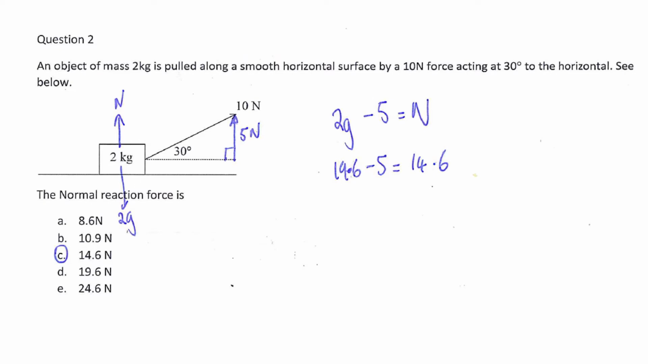Okay, question 2 should have been reasonably straightforward, I hope. So an object of mass 2 kilograms is being pulled along a smooth horizontal surface by a 10 Newton force acting at 30 degrees to the horizontal. The diagram was given to you, so that certainly should have made it helpful.